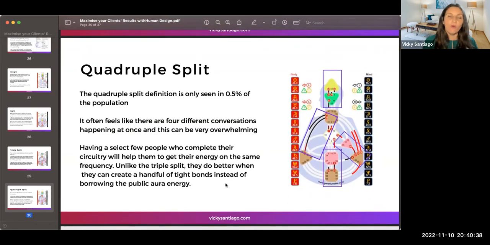As you can imagine, 4 different sections going on for these people, only 0.5% of the population. And you can imagine how overwhelming it must feel to have 4 different conversations going on in your head all the time. 4 voices. So with these people, there'll be just a few people who will complete them, right? Because there's so many things that need to happen there. So they'll do better when they can have that tight group of people that really complete them, rather than like a triple split going out and being in the public arena.